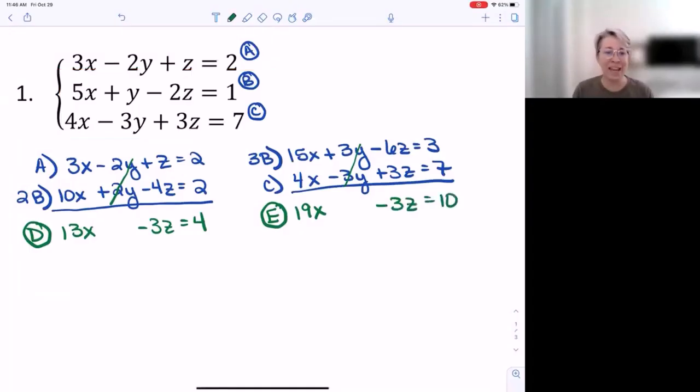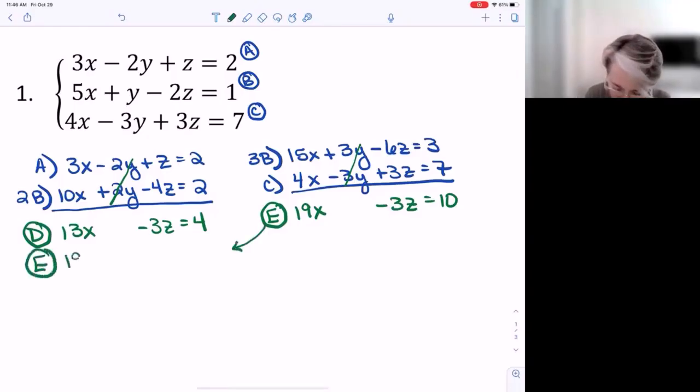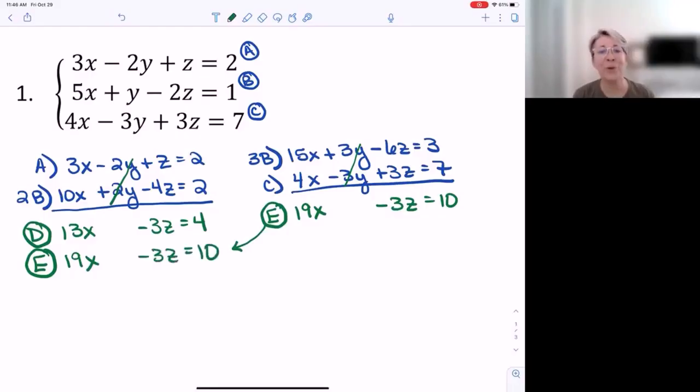So now we've taken our 3 equations with 3 unknowns and whittled it down to 2 equations, 2 unknowns. I'm going to take this E and write it here underneath my D just so I can compare apples with apples. 13x minus 3z equals 4, and 19x minus 3z equals 10. And now we have to eliminate again to get it down to 1 variable, 1 equation. Well, it looks like the z's would be a good choice. So I need to take one of those equations and multiply it by a negative. I'm going to multiply equation E by a negative 1.